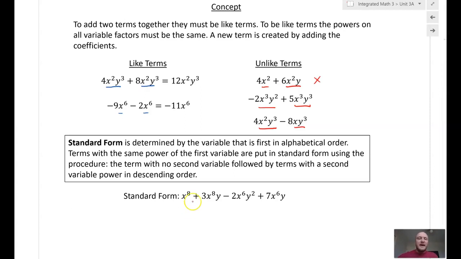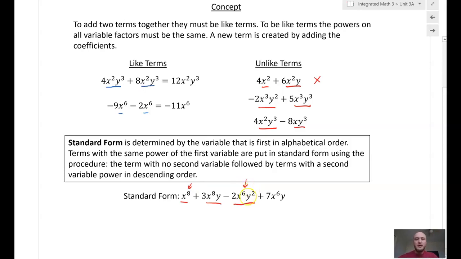Well, if I have x to the 8th, that's the highest power, so that's going to go first. My next term has x to the 8th and then a y, so I would place that term next, with y's in decreasing order. And just as an example of this, next I have 2x to the 6th. So we're really going by the power of x's in decreasing order, which you're used to.